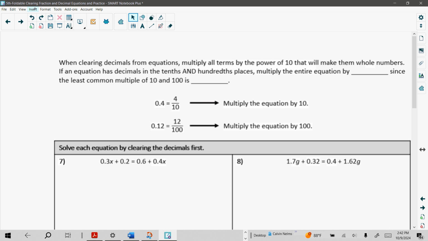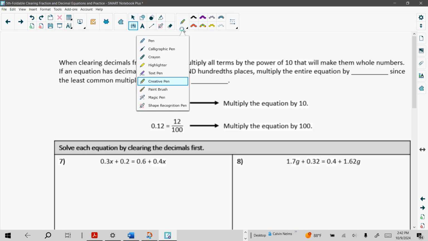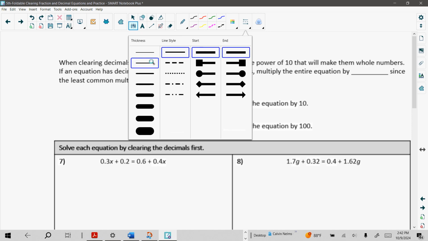All right, guys. You had to finish this set of problems tonight for homework, which is asking you to clear decimals. And so, just to recap up here, let me get the pen. So, yeah, I think that's right. No, that's right. All right.